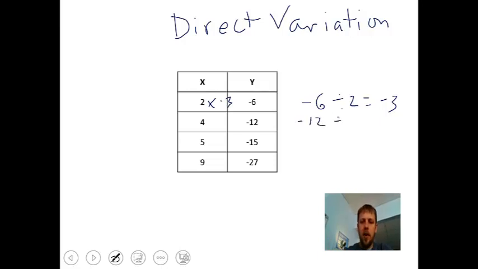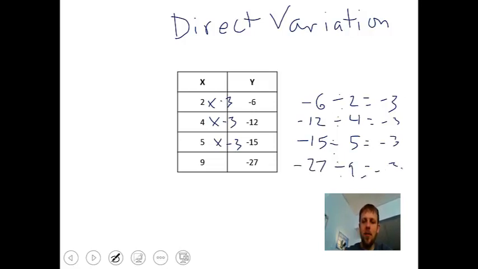Negative 12 divided by 4 is negative 3, so that means I can multiply this by negative 3. Negative 15 divided by 5 is negative 3, so I can multiply by negative 3 and get that. And negative 27 divided by 9 is equal to negative 3, so I can multiply by negative 3. That's pretty awesome, because if they all have the same multiplier or the same factor, we know this does have direct variation, meaning it is also proportional.